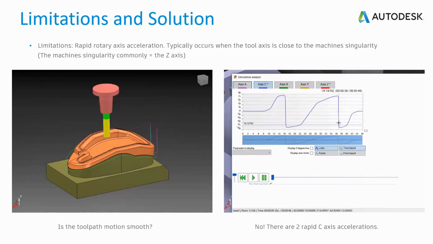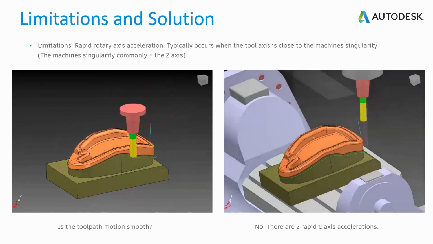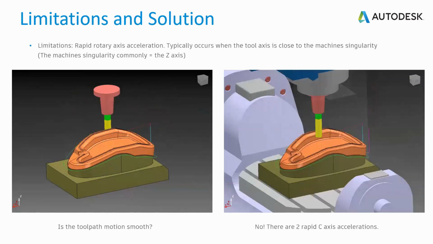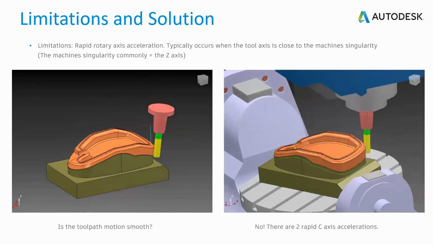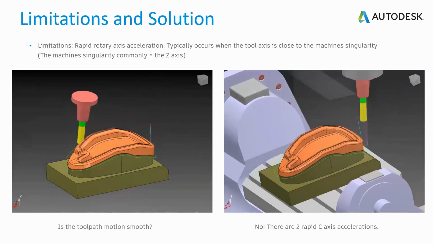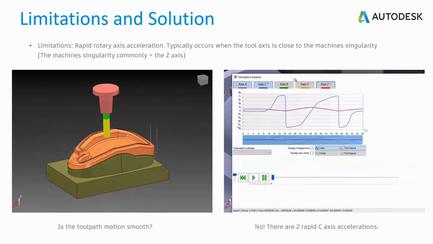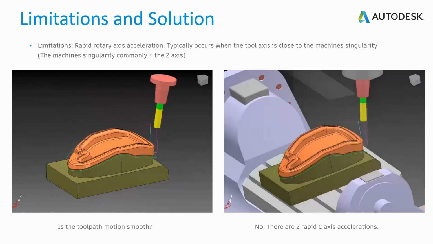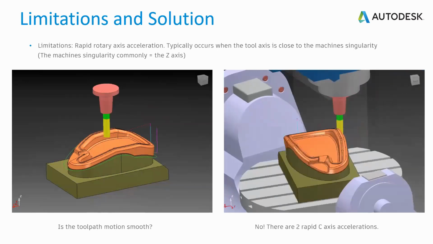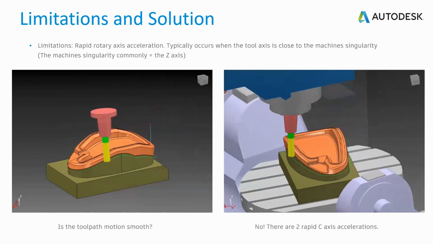Let's look at the second video on the right, and we can observe there are two rapid accelerations found in the C-axis because here we attached the machine tool for the simulation. This is because of sudden changes in the model profile from positive to negative drafts, which is also close to singularities of the machine. These movements can be closely observed using simulation analysis available in PowerMill.